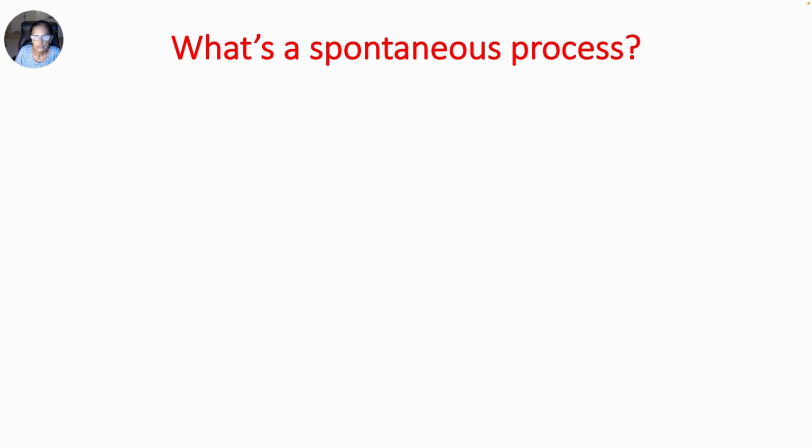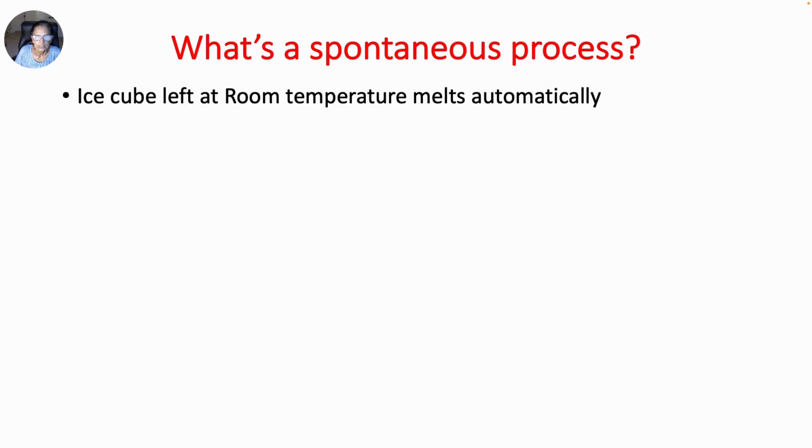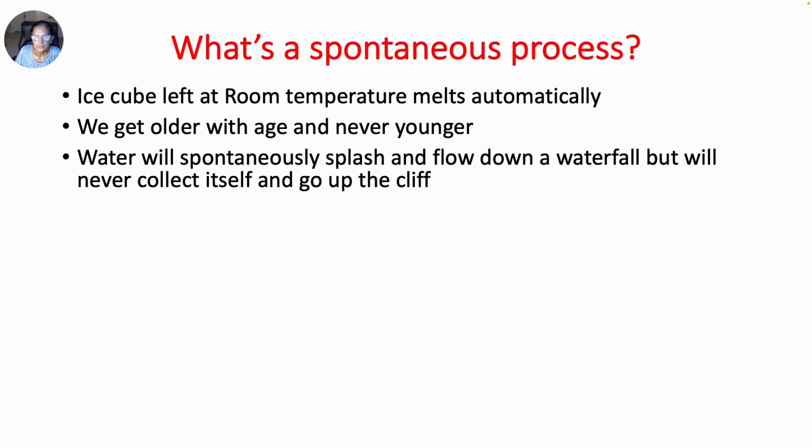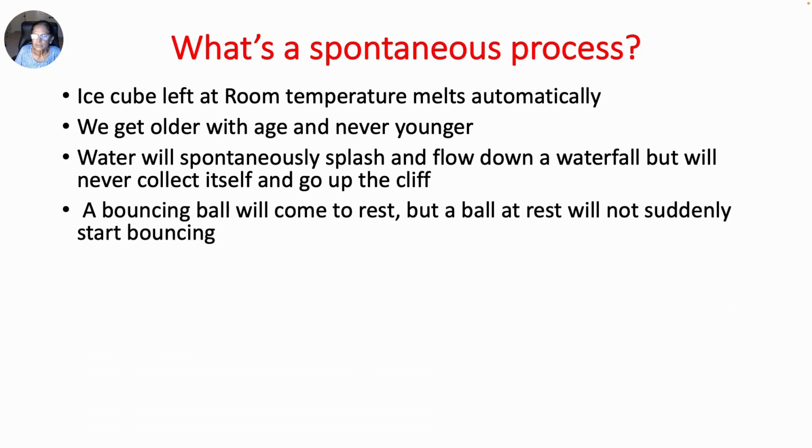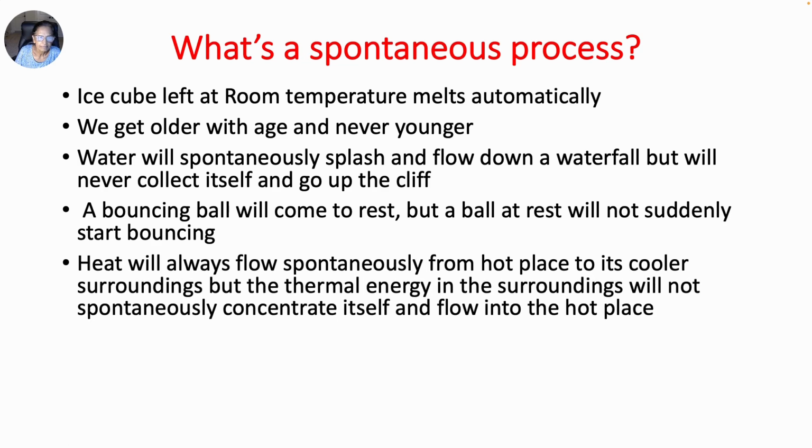Let's see what is a spontaneous process. A spontaneous process takes place by itself automatically, like an ice cube left at room temperature melts automatically. We get older with age and we never get younger. Water will spontaneously splash and flow down a waterfall, but it will never go up the fall, never collects itself and go up the cliff. A bouncing ball will come to rest, but a ball at rest will not suddenly start bouncing.